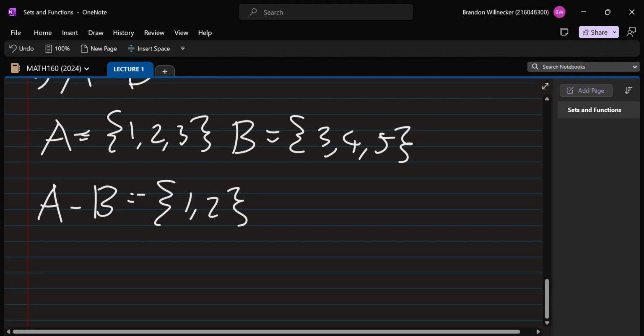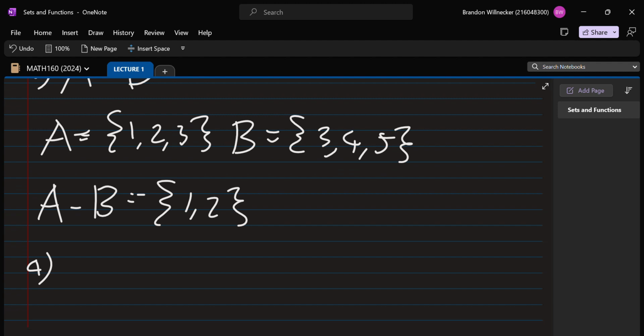Number 4. We're not going to use this so much, but it is important for your later years, and that is the Cartesian product.